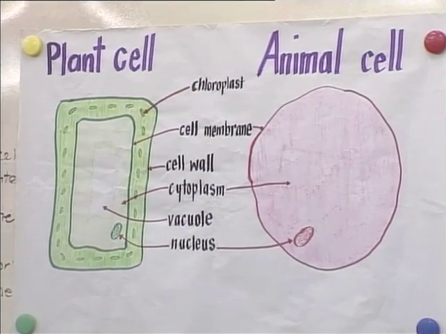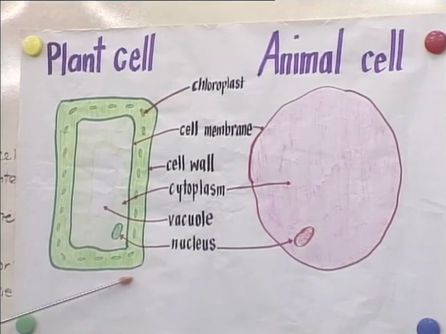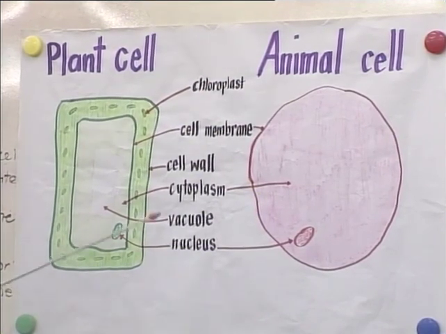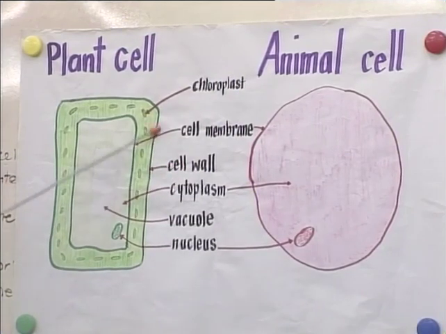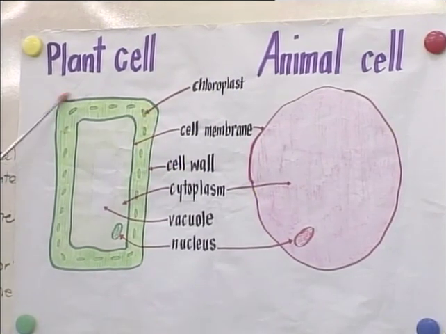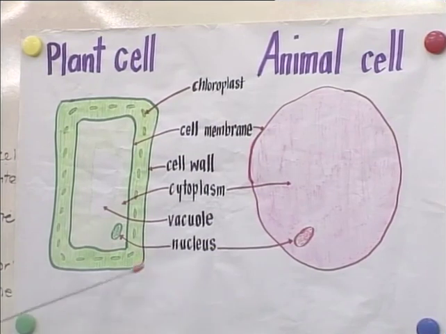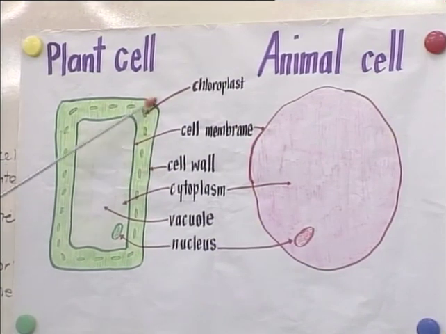Right, animal has no cell wall because, class, animal cell comes in all sorts of shape, all right? It can be round, it can be oval, the shape is irregular, whereas plant cells come in a box-like form because of the cell wall. It gives it shape. And the cell wall is rigid, meaning it is strong, okay?